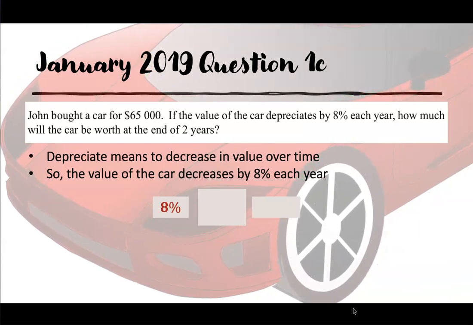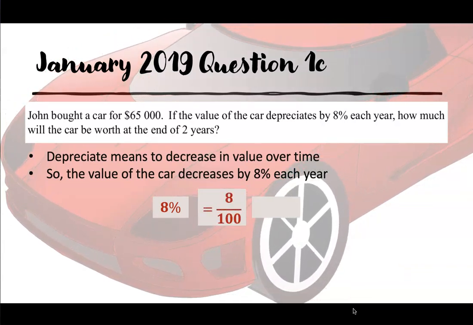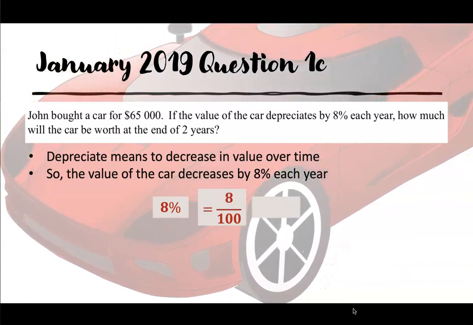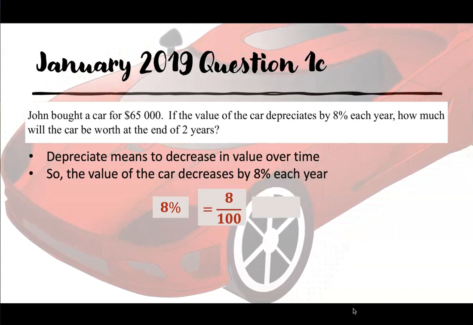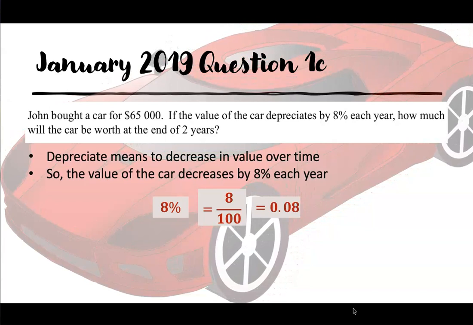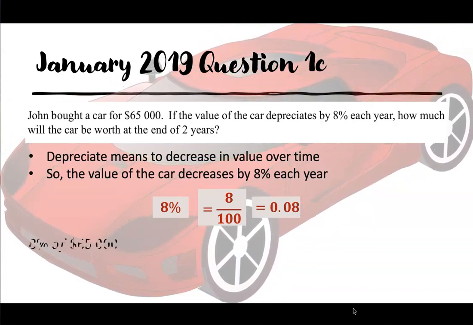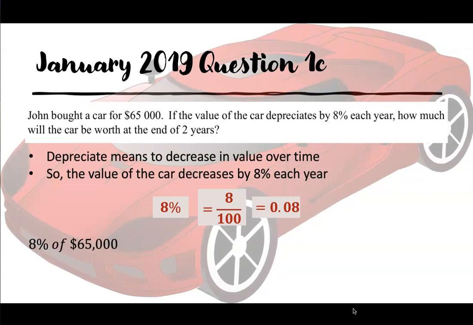So 8%, remember percentage just means this amount over 100. So 8% is basically the same as 8 divided by 100. And that can be expressed as 0.08. Right? If you divide 8 by 100, you get 0.08. So, with that knowledge, what is 8% of 65,000?